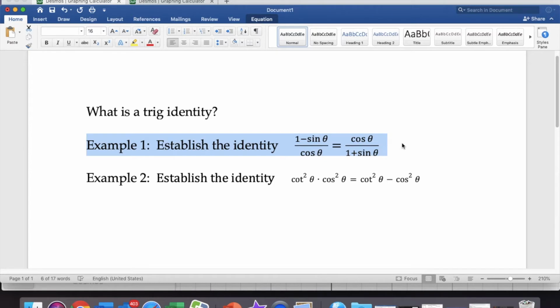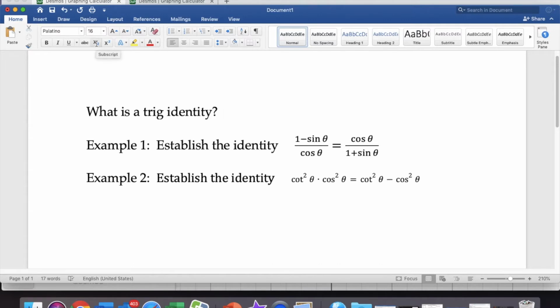But what we aren't asked to do is find specific values of theta that work, as you would be doing with an equation. Instead, you're proving that this statement is true for all values of theta, or at least for all values of theta in which the left and the right-hand side are defined. So it's like a little mini proof. You're told that the left and the right are equal, but you need to justify it. You need to show it, usually algebraically.